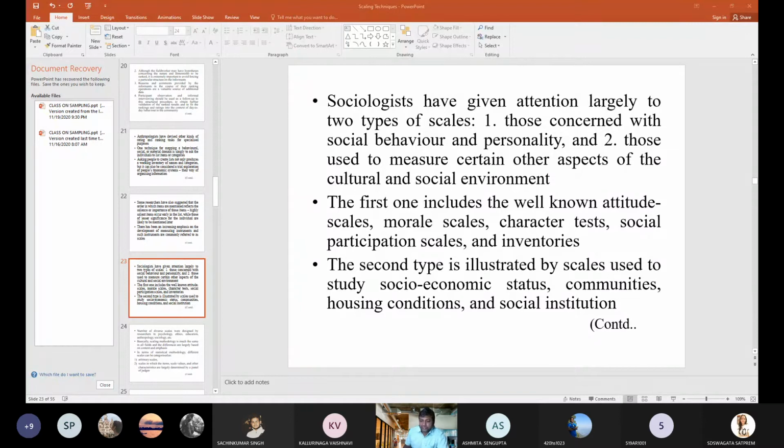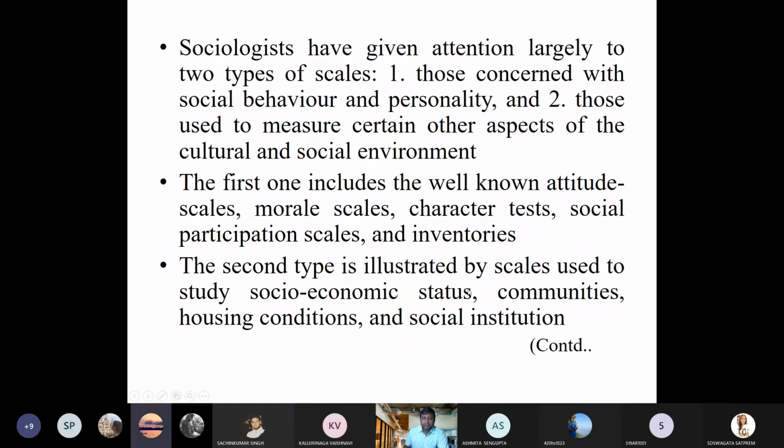So here you see what we are doing. Is it audible? Is it audible? Hello. Okay. Yes, sir.